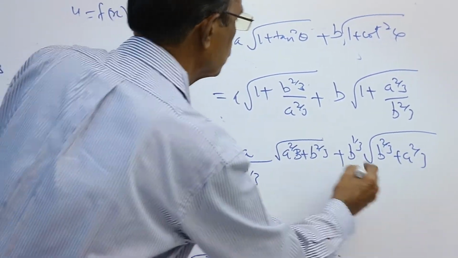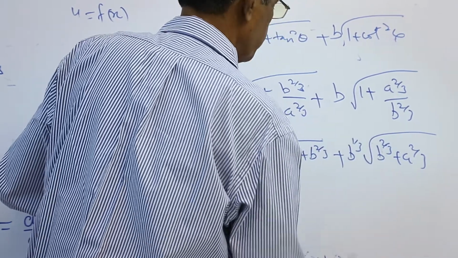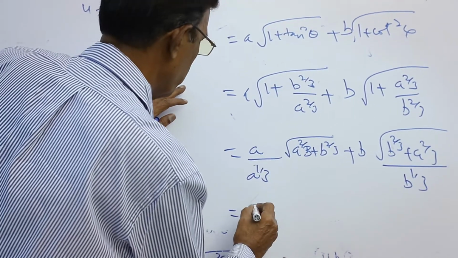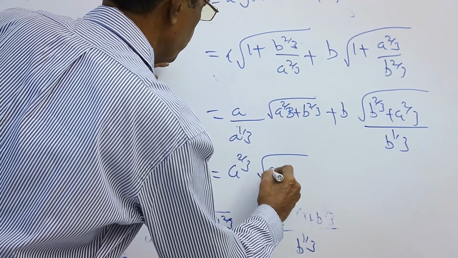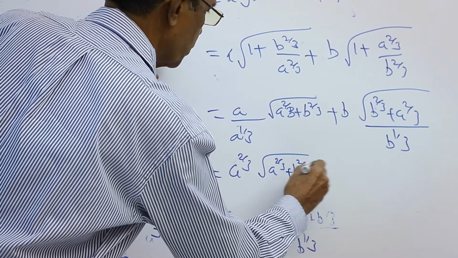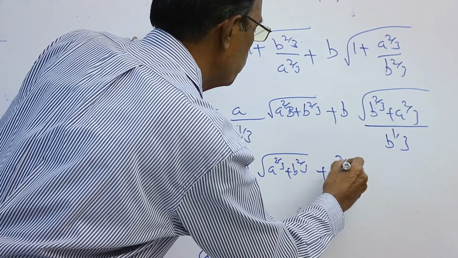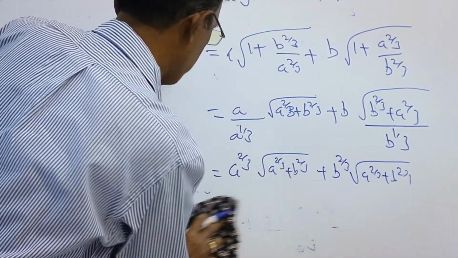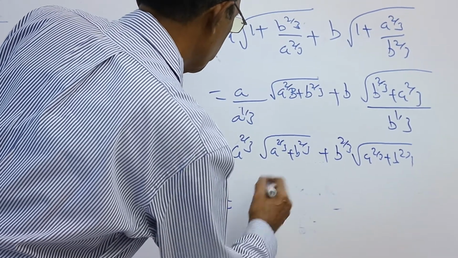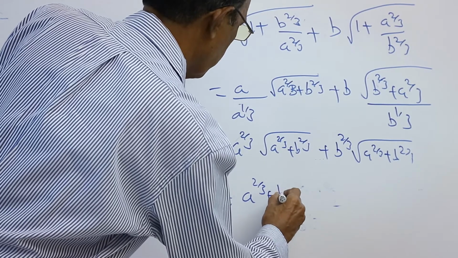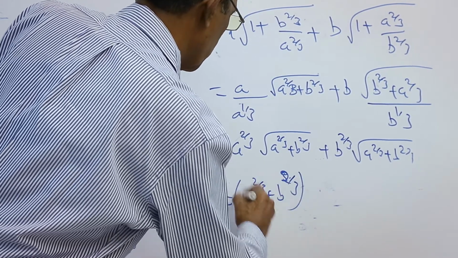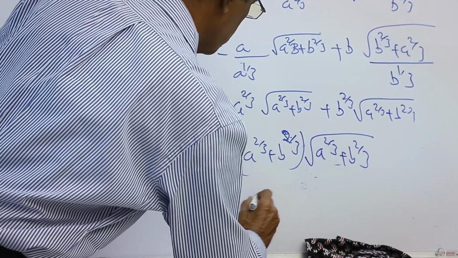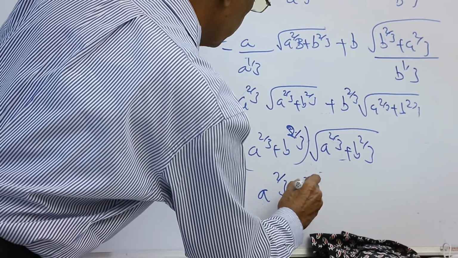This will give you a power 2 by 3 into root of a power 2 by 3 plus b power 2 by 3, plus b power 2 by 3 into a power 2 by 3 plus b power 2 by 3, and this will give you the same result. This is equal to a power 2 by 3 plus b power 2 by 3 into root of a power 2 by 3 plus b power 2 by 3. This will give you a power 2 by 3 plus b power 2 by 3.